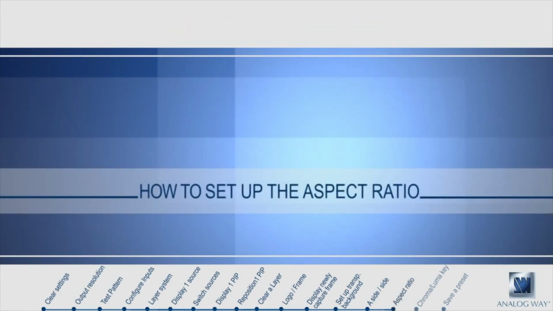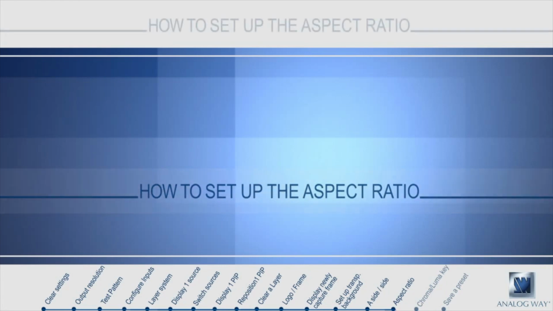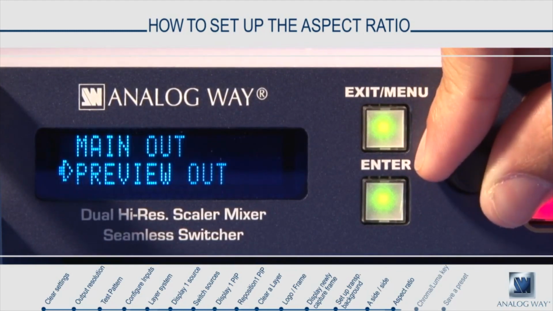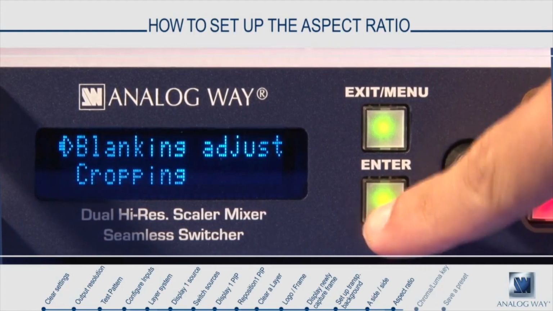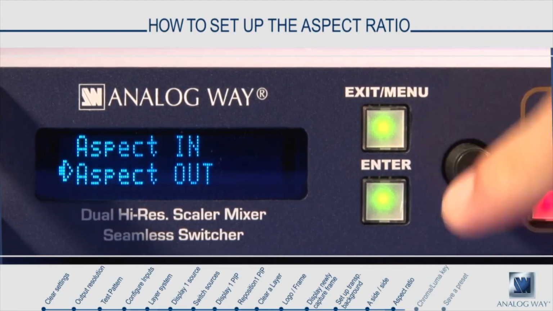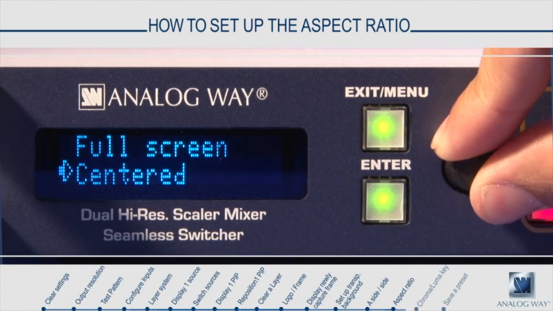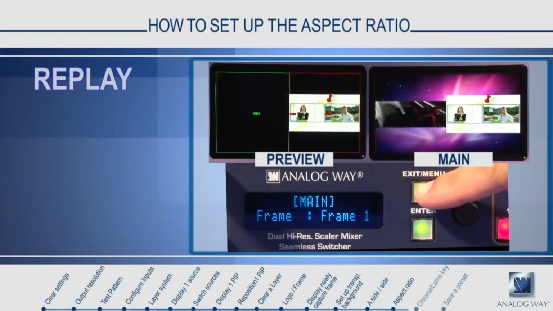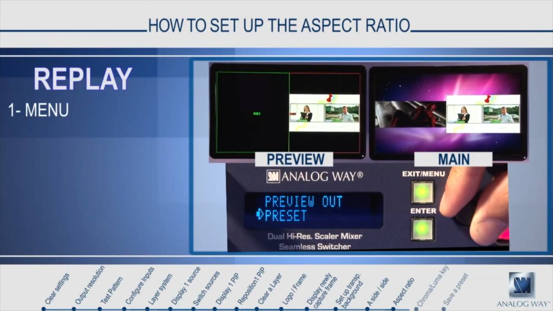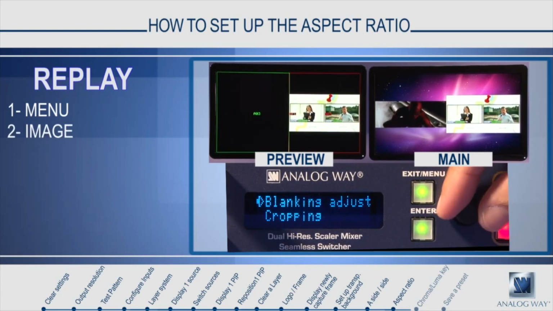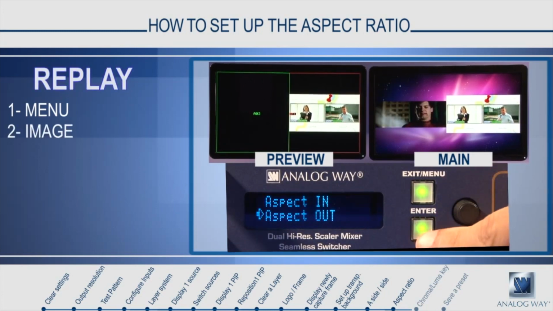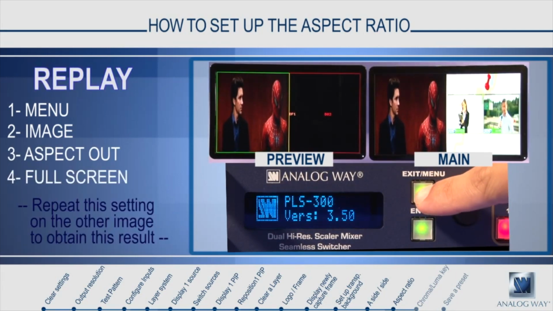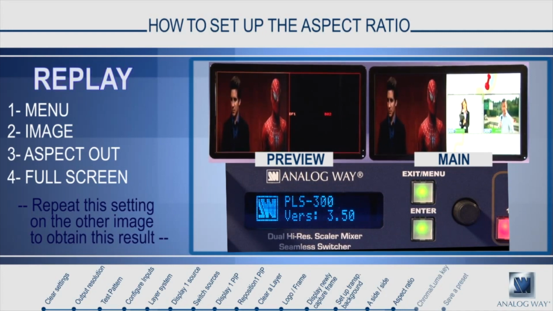How to set up the aspect ratio. To set up the aspect ratio, navigate in the menu to Image. In the Image menu, select Aspect Out. You now have a choice of centered, cropped, full screen, or 1:1. This chooses how the source is displayed in the layer. By default, the Aspect Out setting is centered. This will display your source as large as possible inside the available window, but not disturbing the aspect ratio. You could choose Cropped to display the source as big as possible with the correct aspect ratio, but cropping the remaining portions of the video signal. Or you can display it full screen, where the source will be stretched to fit the available layer.